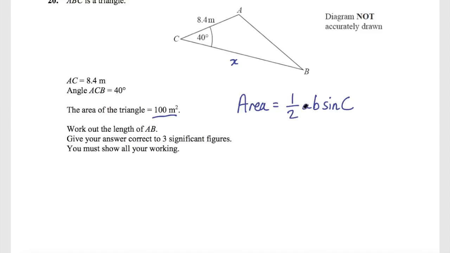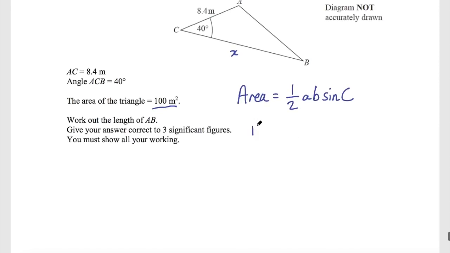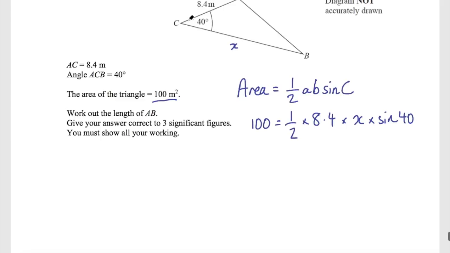And so using this formula, we can use the area and side AC and the angle 40, and we can find this side CB. So if we say the area equals 100, and a, let's call a 8.4, and b is what we're looking for, so that's X, and sine C is sine of 40 degrees. Now what this allows us to do is to find the side CB. So we can rearrange this to get X by itself.